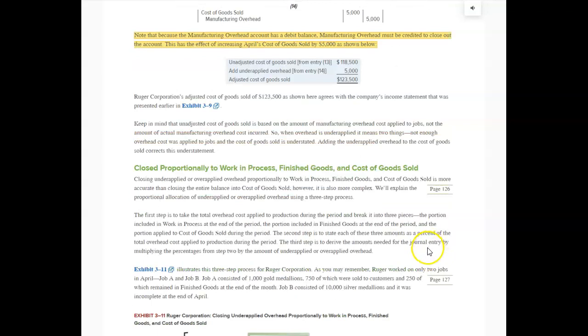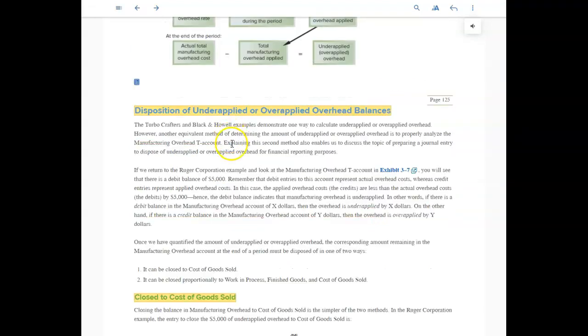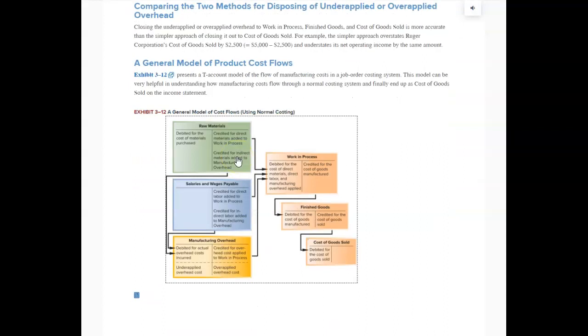And I think that's about it. Don't worry about this part. I'm not going to ask you about closing the over under applied overhead to all three accounts. We are just going to close it to the cost of goods sold account. Anything else? This is just sort of an overview.